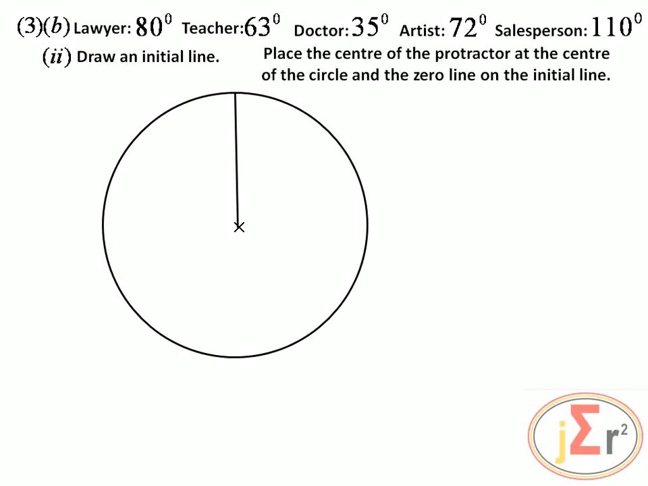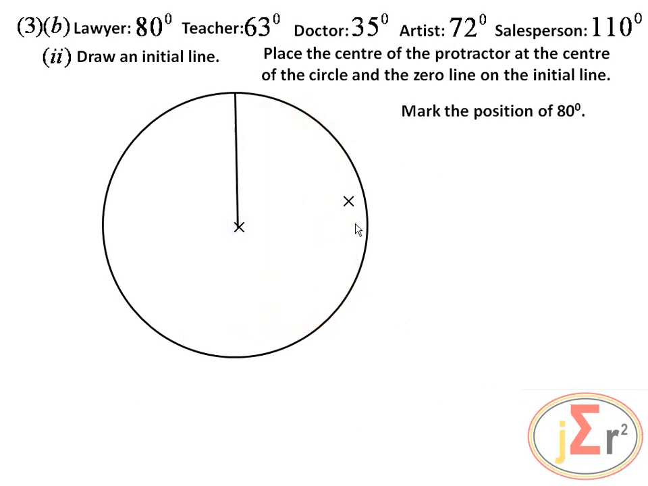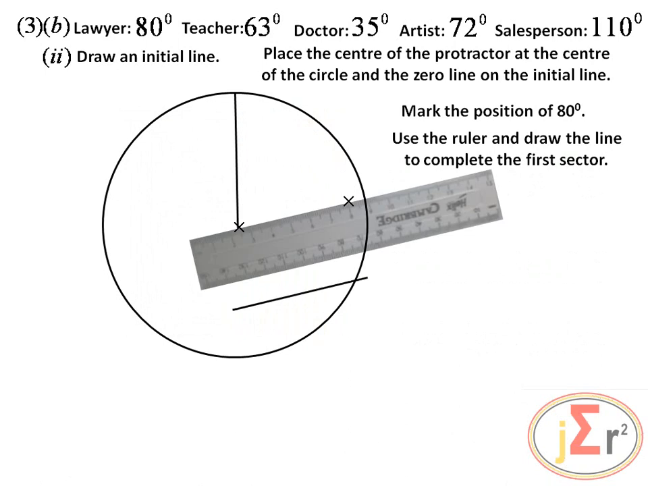Place the center of the protractor at the center of the circle and the zero line on the initial line. So the protractor will be placed with the zero line of the protractor on the initial line, the center of the protractor being at the center of the circle, and of course we are going to take note of the 80 degrees. After taking note of the 80 degrees, we put a mark right there where 80 degrees will be. Then we use our ruler and draw the line. So we have completed the sector and that one belongs to the lawyer.